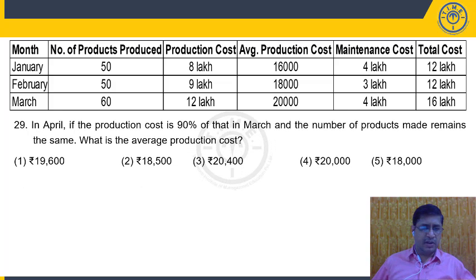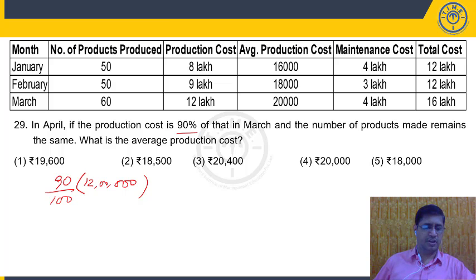Look at question number 29. In April, if the production cost is 90% of that of March and the number of products made remains the same, what is the average production cost? So what is the discussion here? The production cost is 90% of March. March, what is the production cost? 12 lakh. 90%, so 90 by 100. This is the production cost in the month of April.